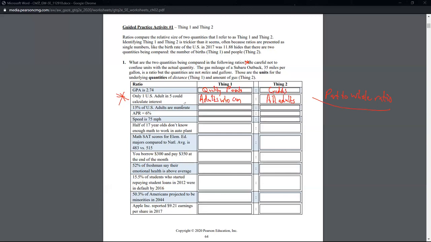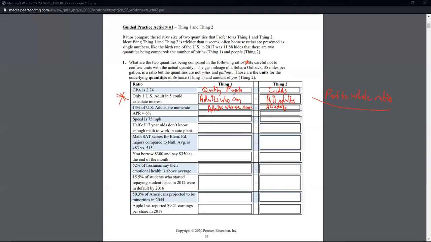13% of the US adults are numerate. So again, it really only feels like they gave us one thing, a percentage or a ratio of people that can do something. So once again, thing 1 is the people that can or can't do the thing, and thing 2 is everyone. So it's the adults who are numerate, which means people who are good with numbers. Adults who are NUM for numerate, and then this is all adults again.